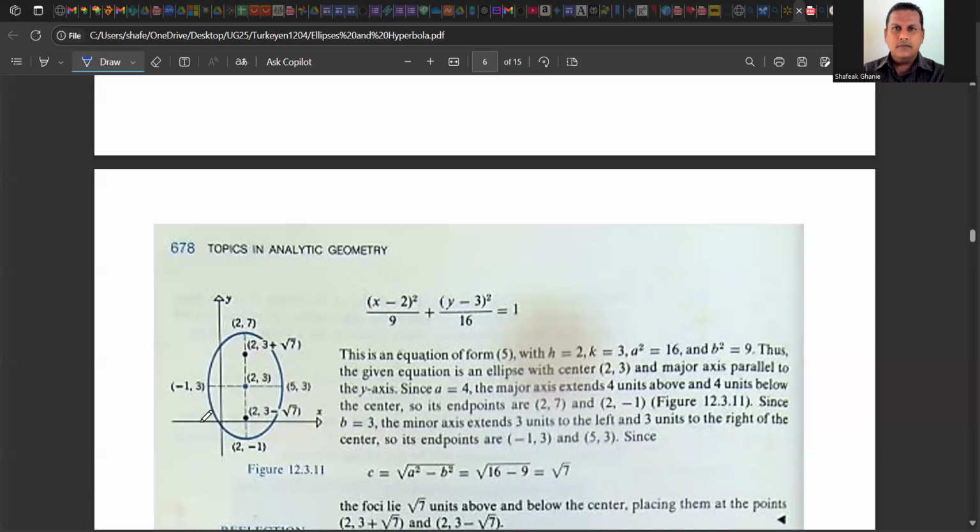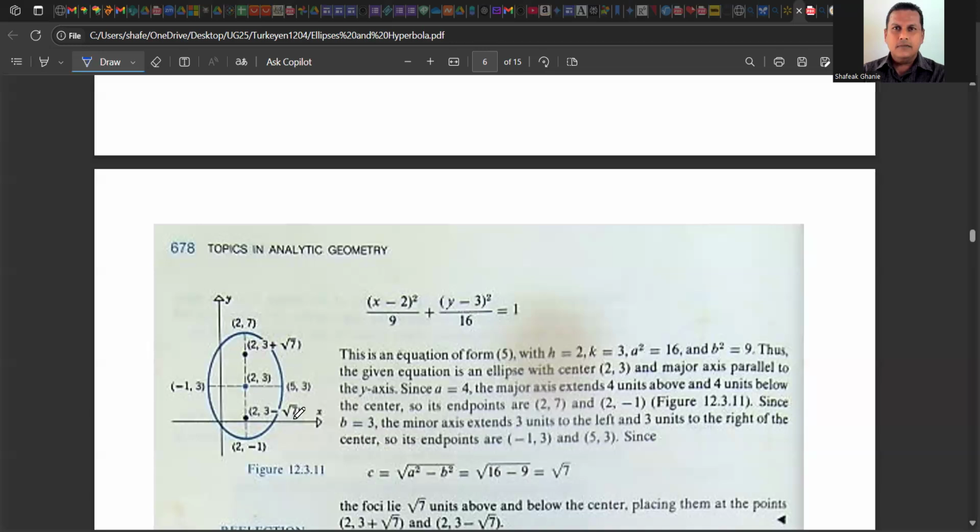So now that you have C, you can get the foci because you're going from here, adding root 7, right? The x coordinate remains the same, 2. And the y coordinate is just 3 plus root 7. And down here, same thing, the x coordinate is still 2. And the y coordinate will be 3 minus root 7. Right? So you've got all the details there. What else do you want? And you sketch the thing.